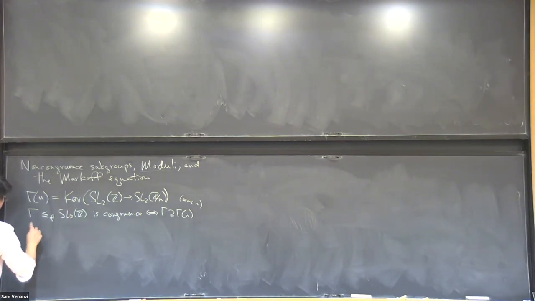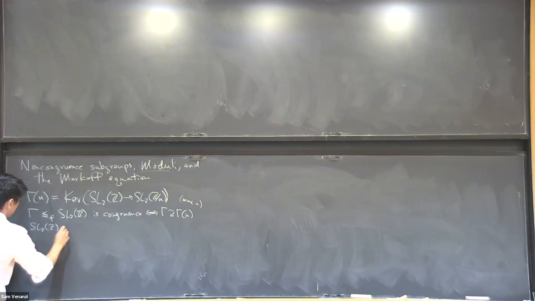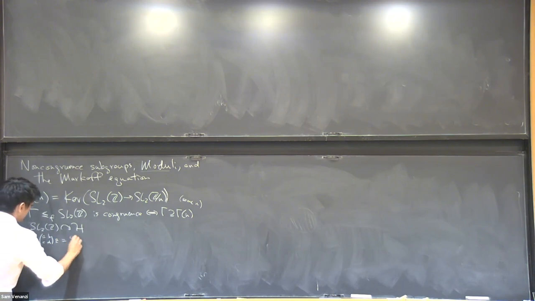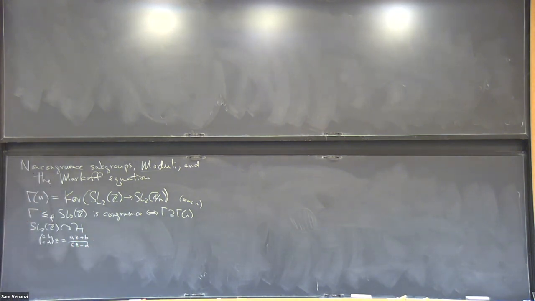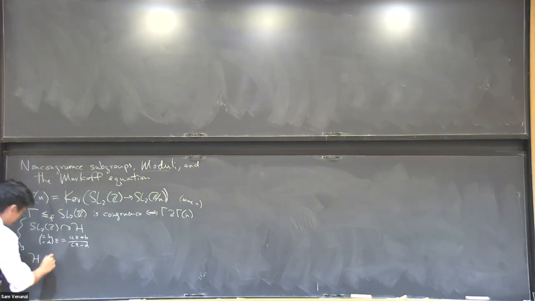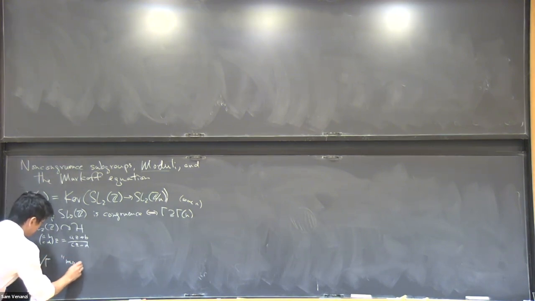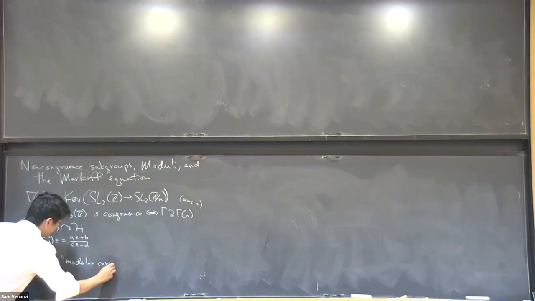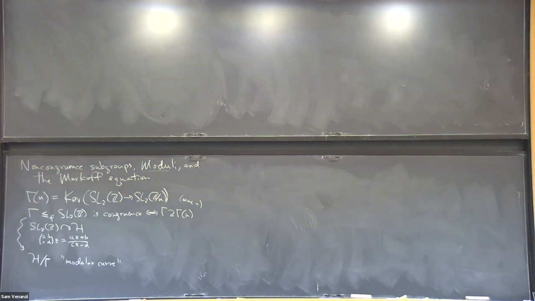And well, you have SL2Z and the upper half plane. If you have the matrix ABCD, it acts by Möbius transformations, and ABCD times Z is just AZ plus B over CZ plus D. And so you get an action of any finite index subgroup on the upper half plane. For any finite index subgroup of SL2Z, you can consider the modular curve: you take the quotient of the upper half plane by this finite index subgroup. If gamma is a congruence subgroup, then this will be a congruence modular curve, and if it's non-congruence, then we'll say this is a non-congruence modular curve.